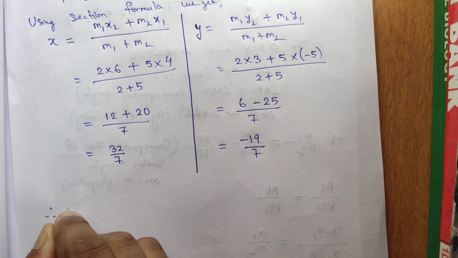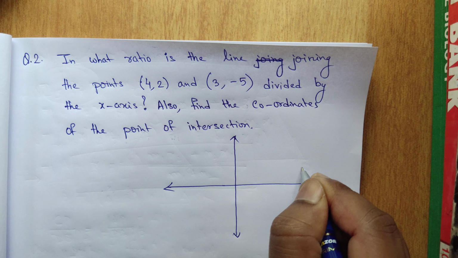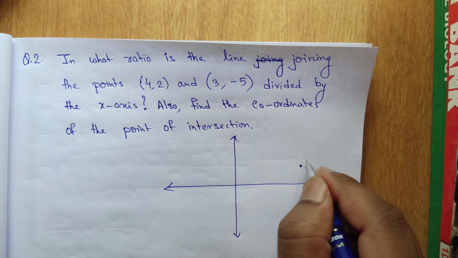So the next question is, in what ratio is the line joining the points given divided by the x-axis? Also find the coordinates of the point of intersection. So let me represent this in a graph so that you can have a clear idea. So 4 comma 2 will be in the first quadrant as both are positive. Suppose it is somewhere out here. Okay, suppose this is 4 comma 2.